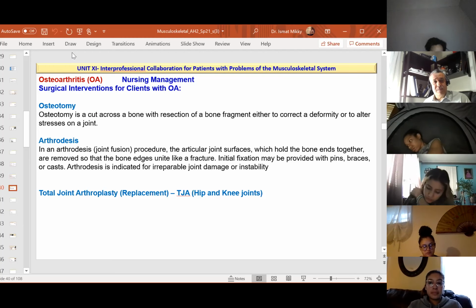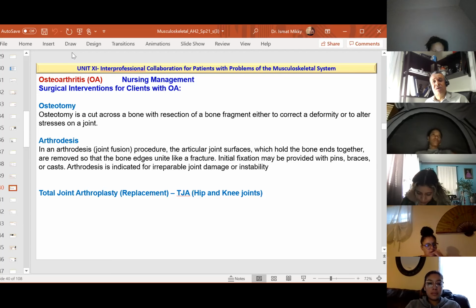The arthrodesis, which you can also call a joint fusion procedure. The initial fixation may be provided with either pins, plates, braces, or even a cast. It's indicated for joint damage or instability of the joint that cannot be repaired.